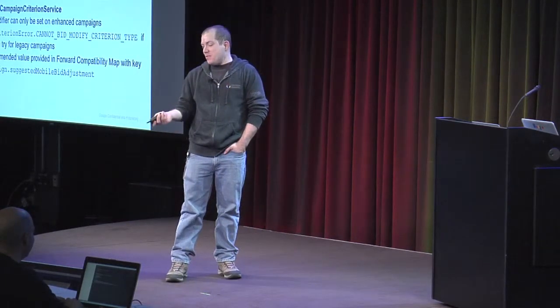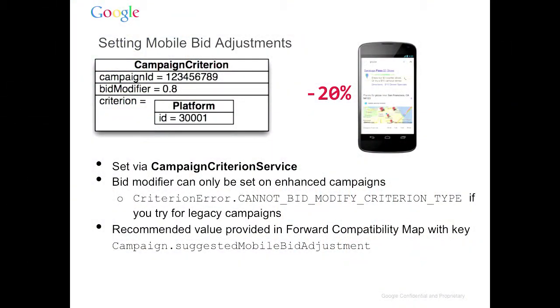Moving on to the mobile bid adjustment. This is also set via the campaign criterion service, but this time the criterion is a platform instead of an ad schedule. You can set the platform for mobile by setting it to a platform with a criterion ID of 30001. That's the magic value for high-end mobile in the API. That's the same as it's always been if you've used platform targets before.